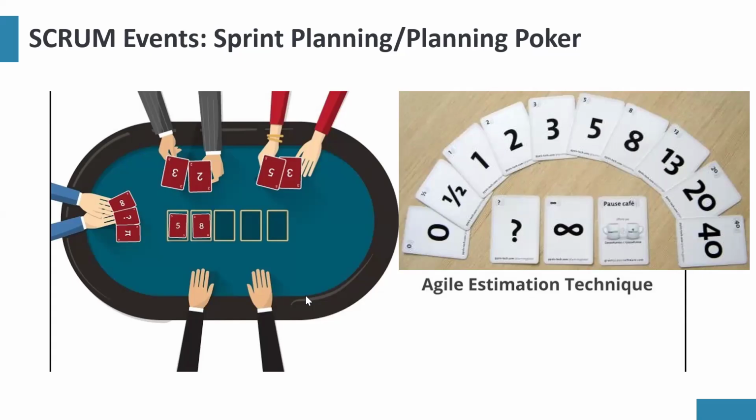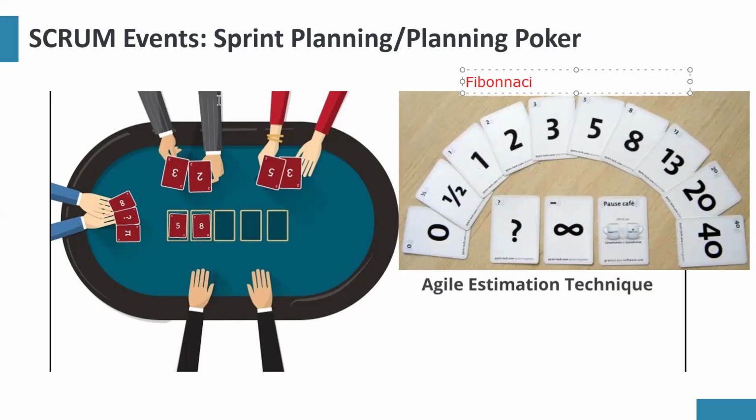The reason why it's called planning poker is because it mimics a poker game. In planning poker, people are given a set of cards, and you can see them displayed here. The cards have a sequence called a Fibonacci sequence. What do I mean by Fibonacci? I'll show you now. And what is the Fibonacci sequence?